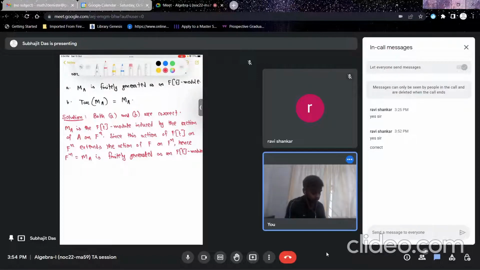Okay. And why is option B correct? This is interesting. Why is the torsion part of MA equal to MA? In other words, what this says is that MA is a torsion module, that is it has no free part. So why is this correct?